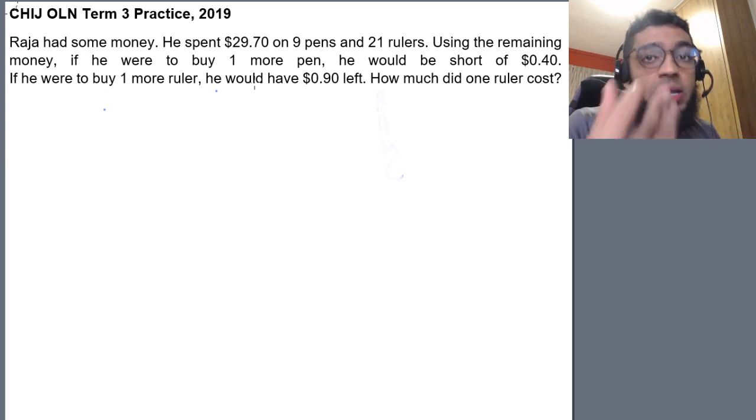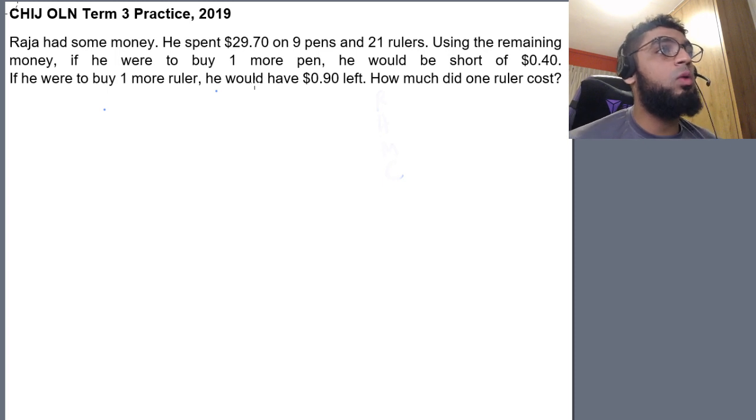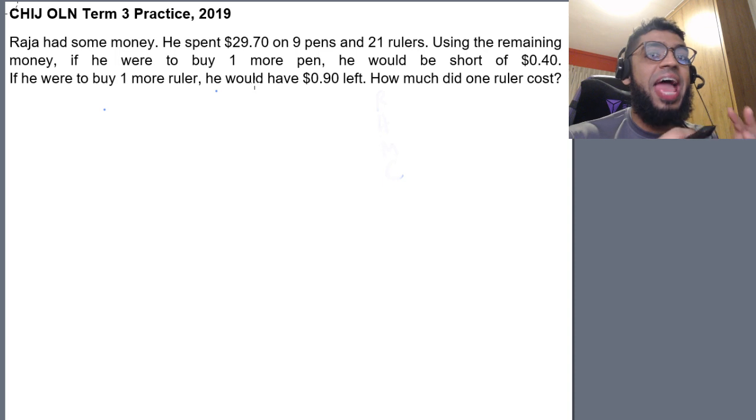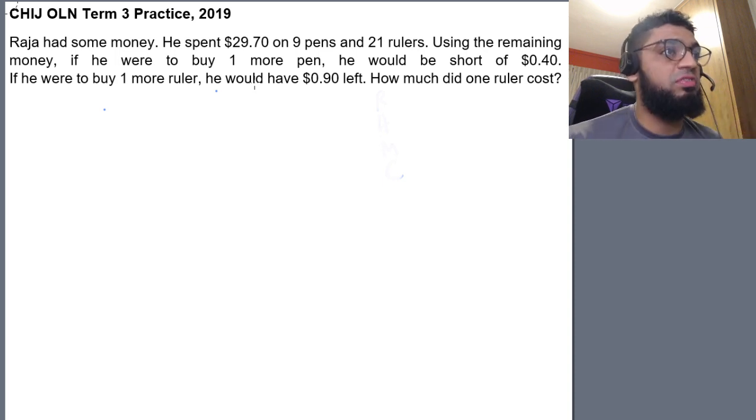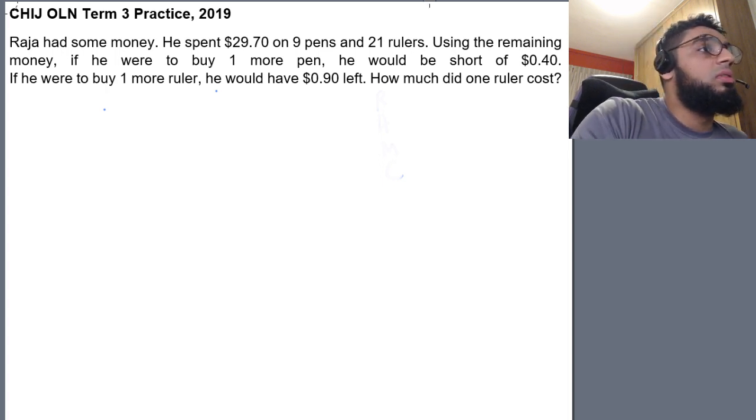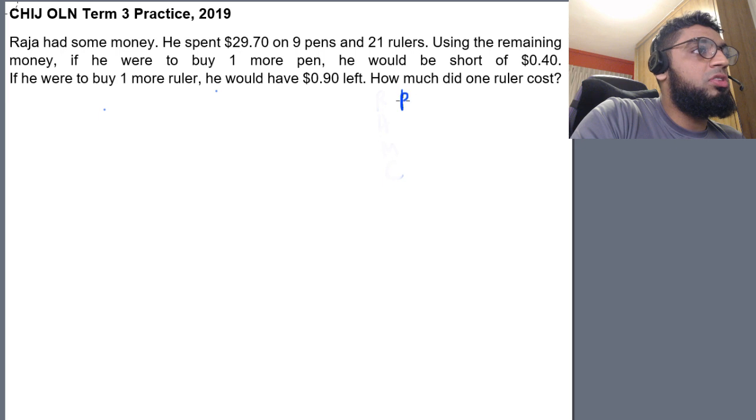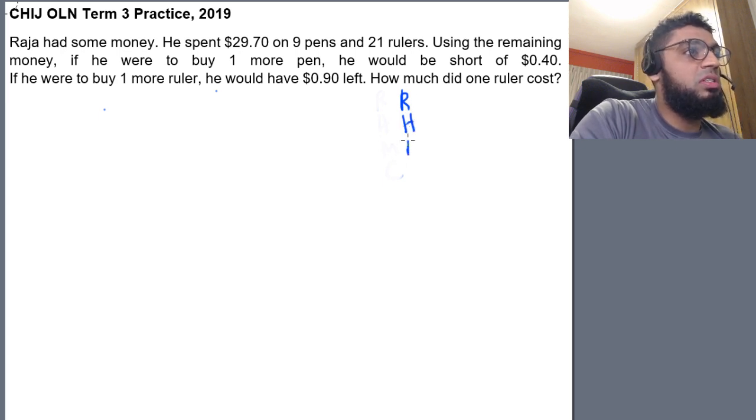so basically not enough money. If he were to buy one more ruler, he would have 90 cents left, so a little bit of additional extra money left if he were to buy the ruler instead. The question is, how much did one ruler cost? Okay, so let's use the RHMC steps.